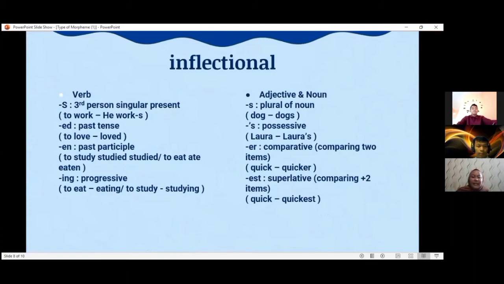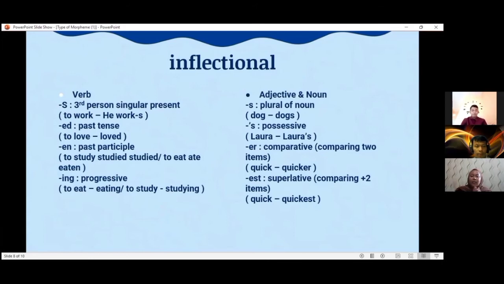And this is inflectional. In this slide, we will discuss inflectional suffixes that appear a lot in verb, adjective, and noun. The first is verb. The suffix s functions in the present simple as the third person marking of the verb. For example, to work becomes he works.